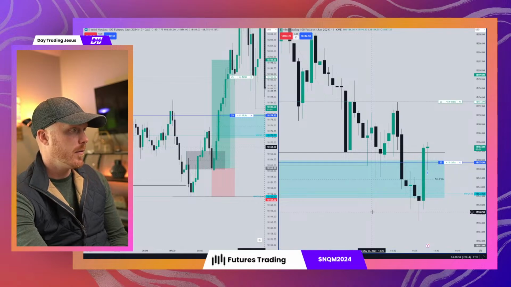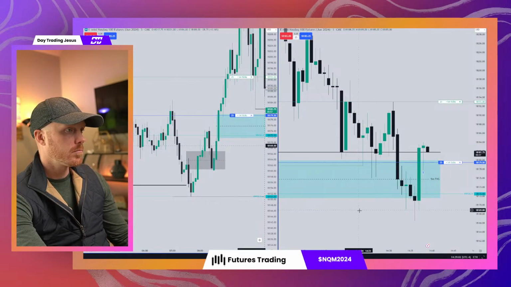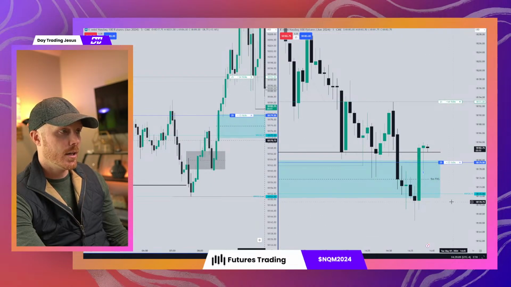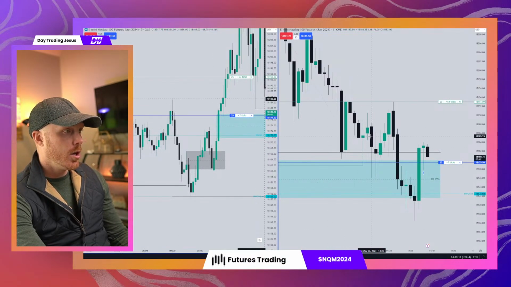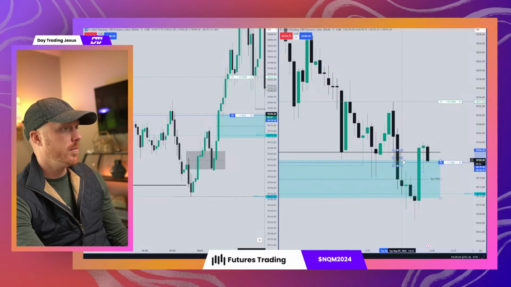That was a 5-minute fair value gap. Oh yeah, look at that bad boy. That might take off. So why did I get in there? It's not a breaker. This is an inversion. This is an inversion model. This is the other model that I trade. I don't do as much of it, but I do it.